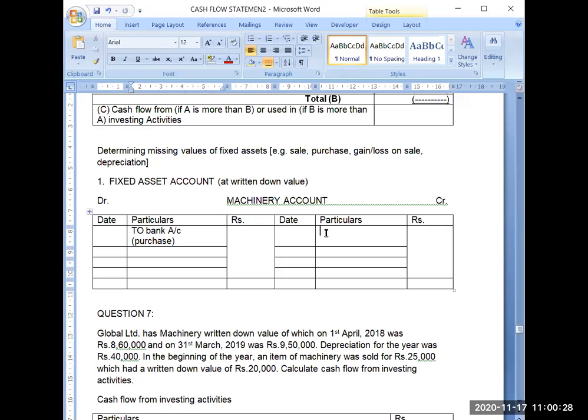And it will be by bank account for the sale of machinery. So either you will be purchasing the machine or you will be selling the machine. In both cases, this entry will be done. So you should know what the entry for purchase is and what the entry for sale is. Then for charging depreciation, the entry will be by depreciation. This is one major entry in this account.